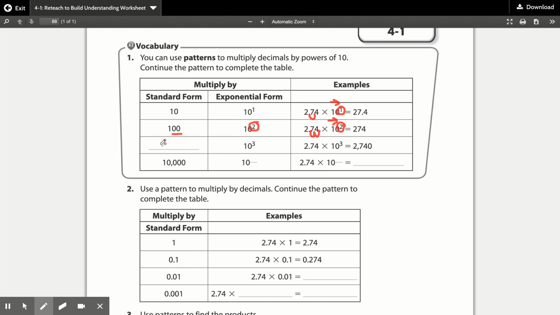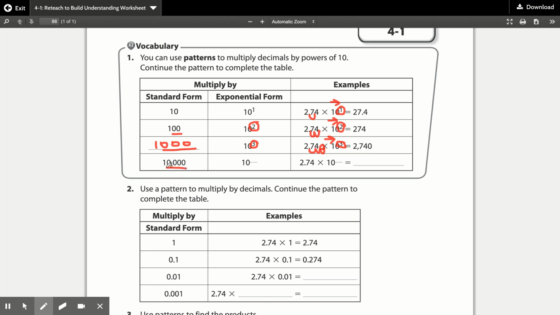So we're continuing this pattern. I'm going to add another 0. So now I'm multiplying by 1,000. So now I have 10 to the third power because I have 3 zeros. So I'm doing 2.74 times 10 to the third power. So I'm moving my decimal 3 places to the right. So 1, 2, 3, and that extra spot I add a 0. So that leaves me 2,740.